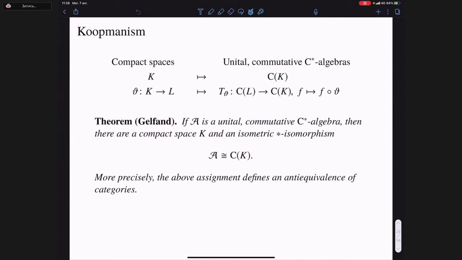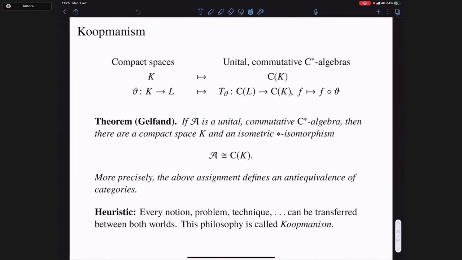This is a very fancy language in the sense of category theory for saying the following heuristic. Every notion, every problem, every technique that you have on one side, for example on the topological side or on the C-star side, you can use and somehow transfer forth and back and thereby exploit functional analytic methods to solve topological problems in topological dynamics, or vice versa. And one of the benefits is also that we start with maybe a nonlinear system on the left side, and we can obtain a linear system, a linear operator on the right side.